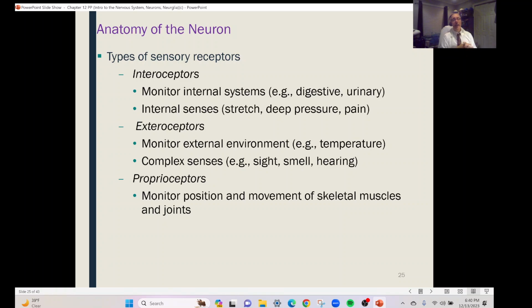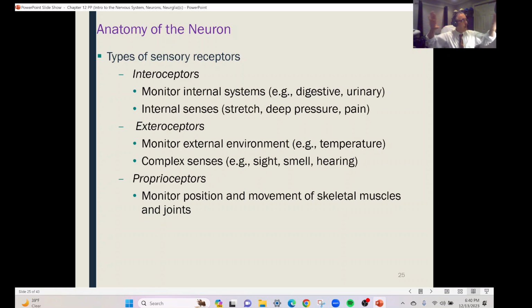Let's take a look at some of the types of sensory receptors that we find on these sensory neurons. So when we have receptors that are monitoring the inside systems, right, our internal systems, such as the digestive system, urinary system, respiratory system, these are known as interoreceptors, and they're sensitive to things like stretch, if an organ is stretching, if there's pressure, right, or if there's pain coming from that organ.